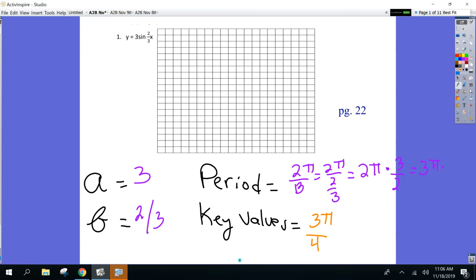There it is. I can't do much from there. 3 pi over 4. First value or last value? 3 pi over 4. First or last? First. What's the last value we just talked about? 3 pi. So it's going to start at 3 pi, something in between, 2 tick marks in between, last tick mark, 3 pi. We good?